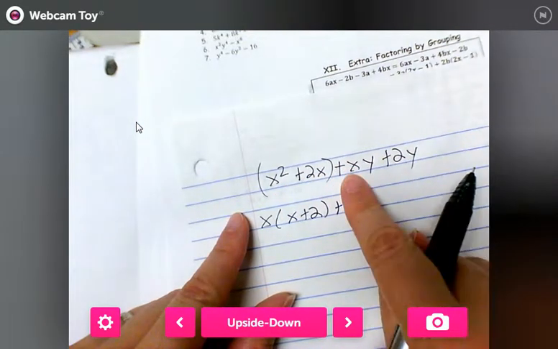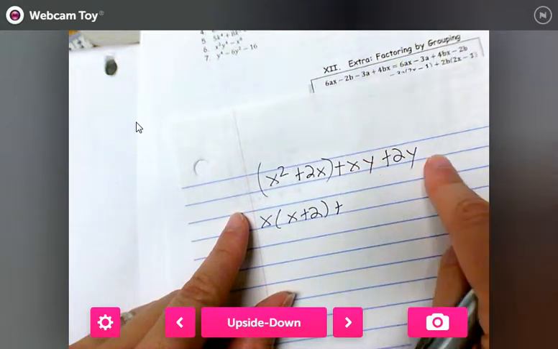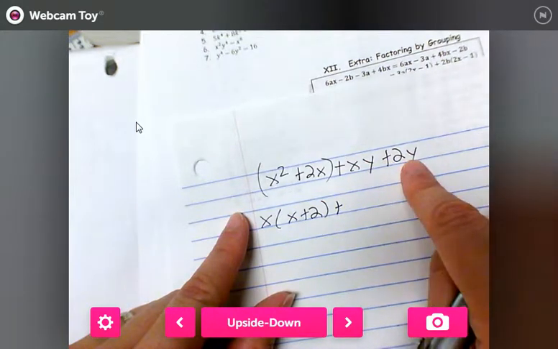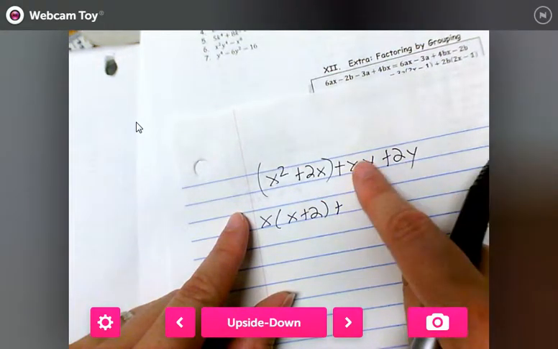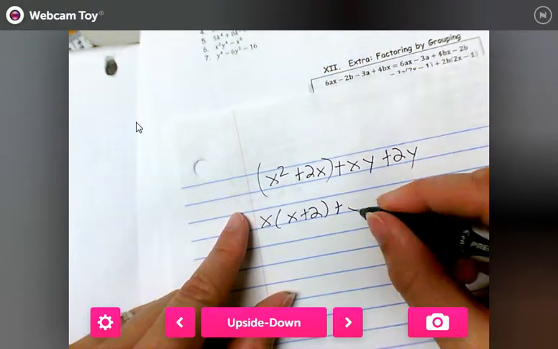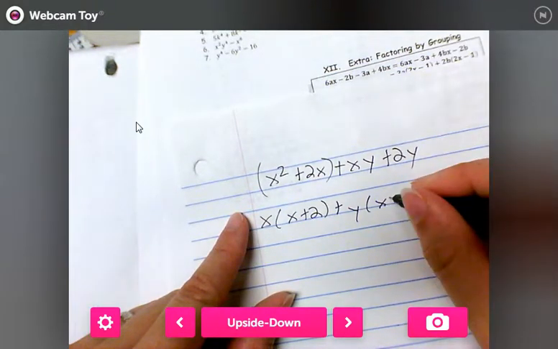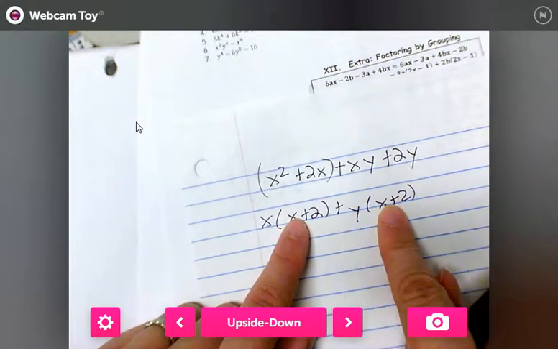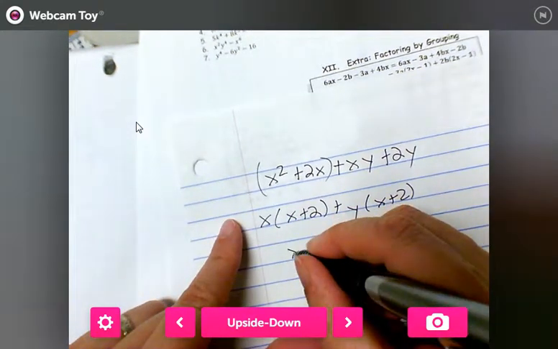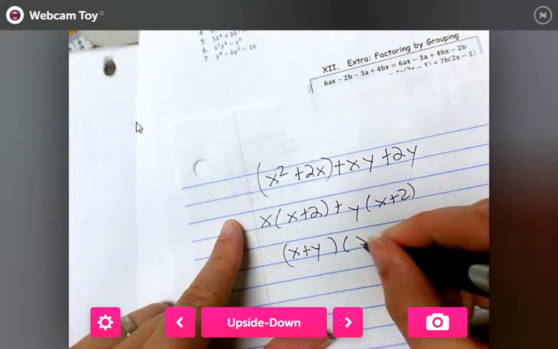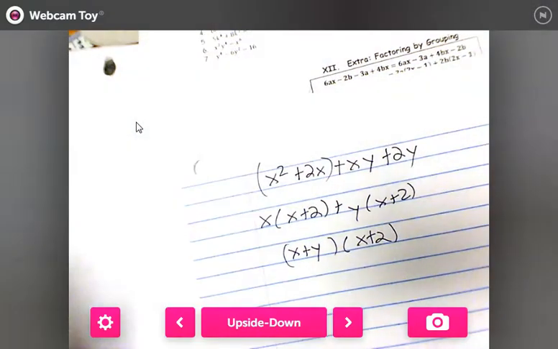What could I pull out of these next two? What do they have in common? xy and 2y. What do they both have in them? y. So I'm left with x plus 2. Oh, there we go. They're both the same. So it's just x plus y times x plus 2. That's it. That's the whole factoring.